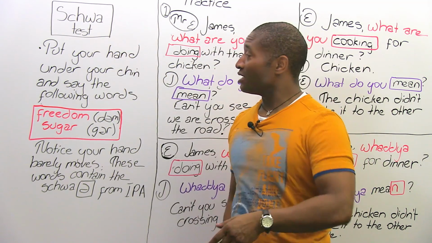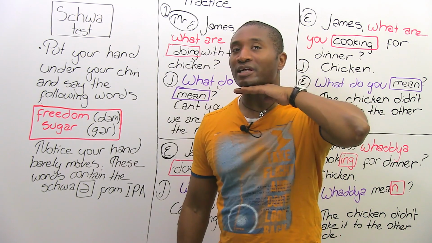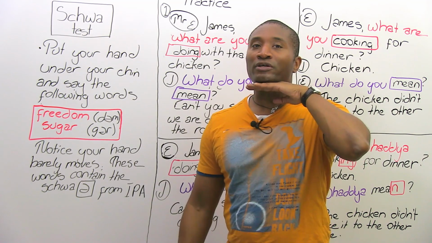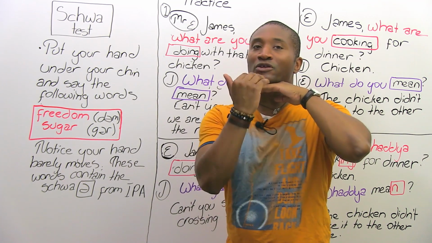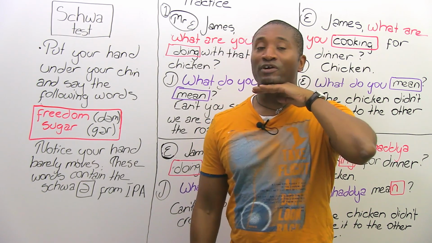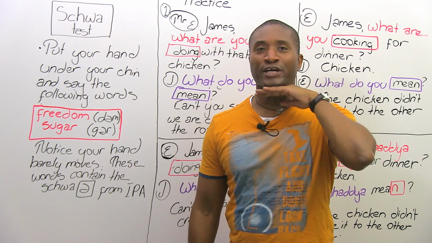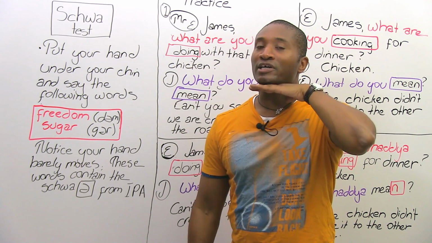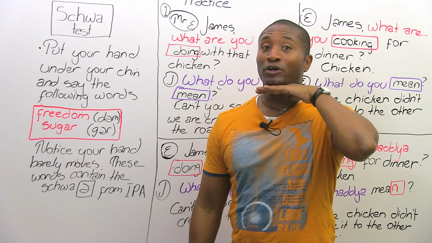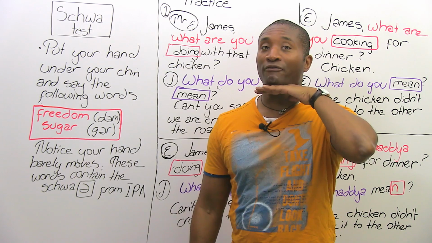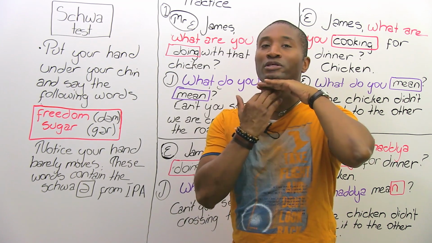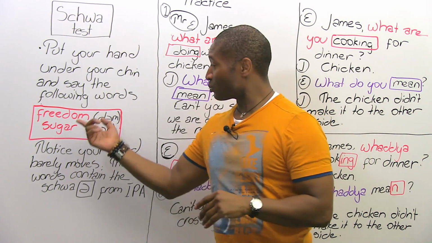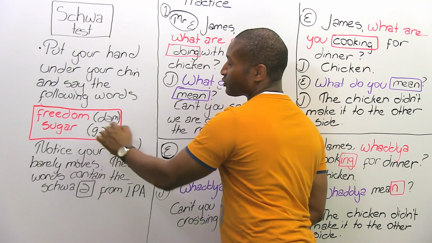And here's the test. If you put your hand under your chin, like so, and you say the following words, like freedom, freedom. You can notice my mouth barely moves. If I say "freedom, I want my freedom," my jaw drops down more. There's very little effort when I say it normally, freedom. And sugar. Can I have some sugar with my coffee? See, with coffee, you see this movement? But sugar, almost no movement. That's a schwa test.